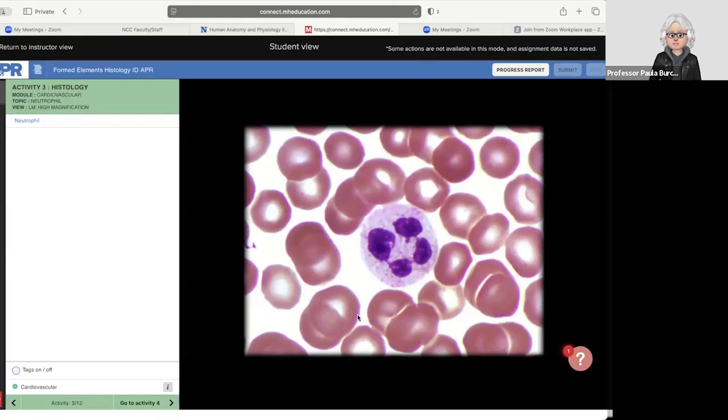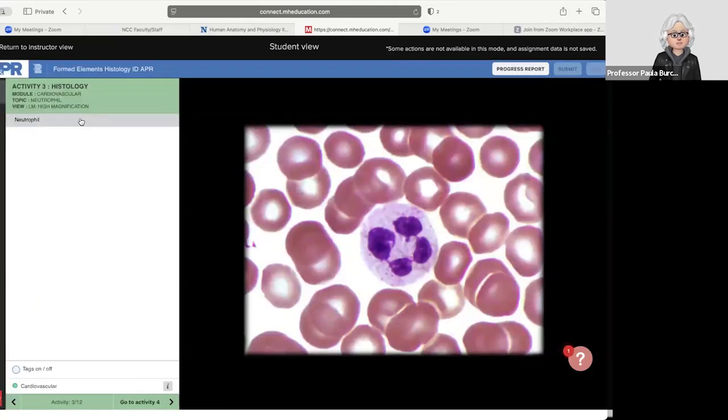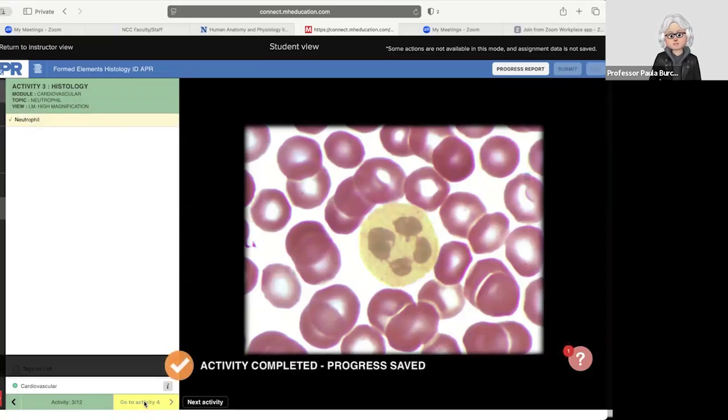These are your erythrocytes. Whoops, since I didn't complete... Oh, here we go. So we're highlighting here the neutrophil. Now we're going to go to the next one.